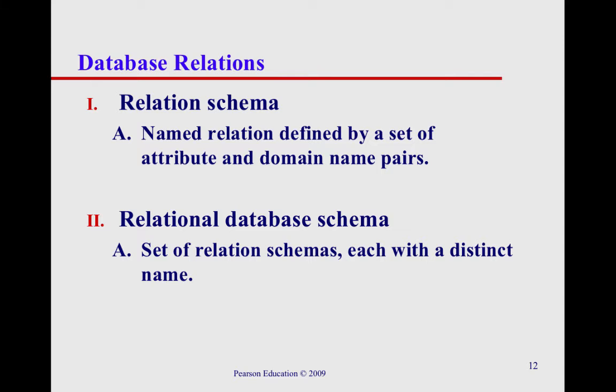Okay, so a database relation has a number of specific characteristics. First of all, a relation is a named relation defined by a set of attribute and domain name pairs. So that's where I was saying that every domain gets associated with an attribute name. And the attribute domain name pairs must be unique for that relation, just like they would be unique in any class that you defined. And then we say that a relational database schema is a set of those relational schemas.